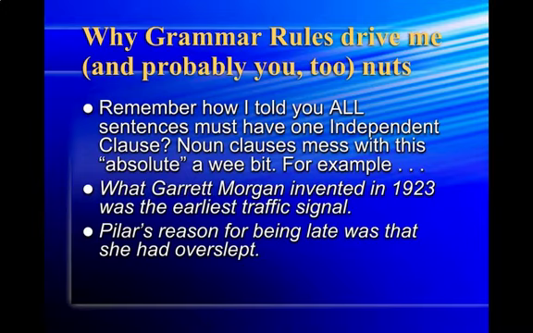The second bullet: Pilar's reason for being late was that she had overslept. That she had overslept is the noun clause. Yes, that can mark a noun clause just like it does an adjective clause. And that is a predicate nominative for reason. Reason was that she had overslept. Okay?